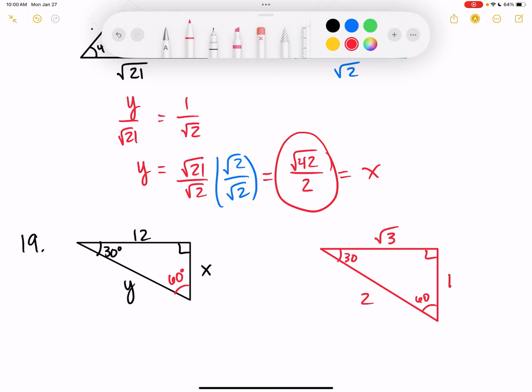Oops, I wrote 20 instead of 30. That makes sense. Where did you get 30? 45, 45, 90 must have been ingrained a little more than 30, 60, 90.